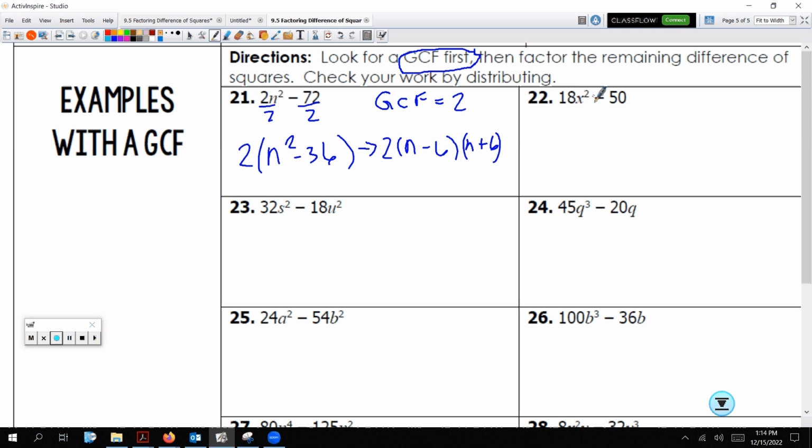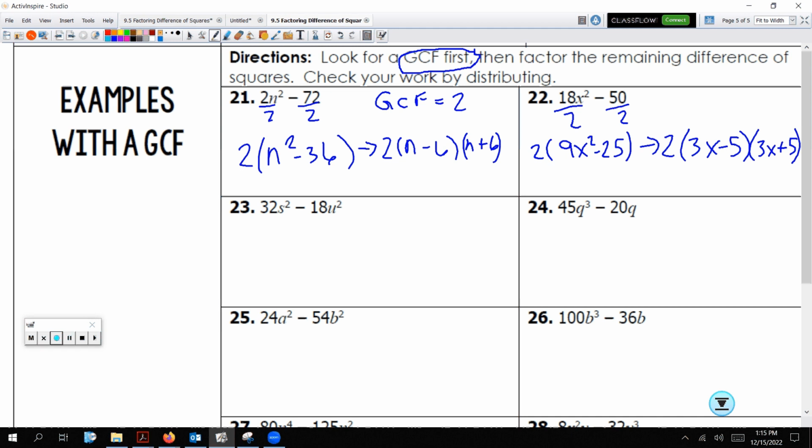Okay, 18x squared minus 50. Well, it's a difference with the two terms, but none of them are perfect squares, so now I'm like, oh, you know what? It probably has a GCF. So in this case, the GCF again is 2. So I have 2 times 9x squared minus 25. All right, now I'm like, we're in business now because 9 and 25 are both perfect squares. I can take the square root of those. It gives me 3x minus 5 and 3x plus 5. Fantastic.